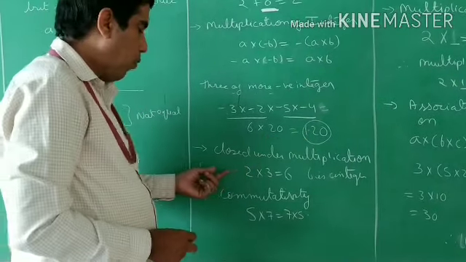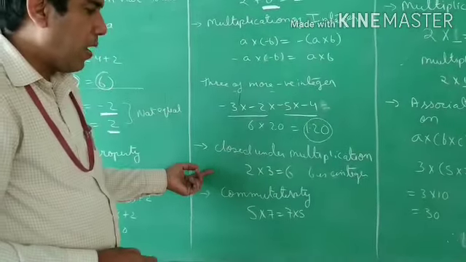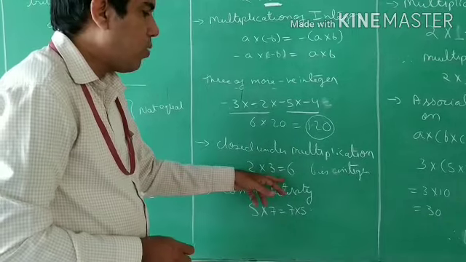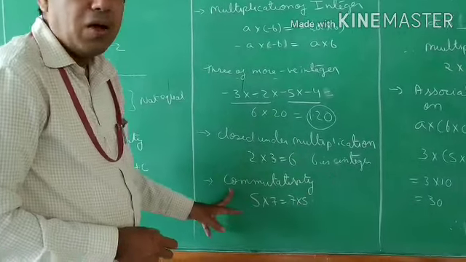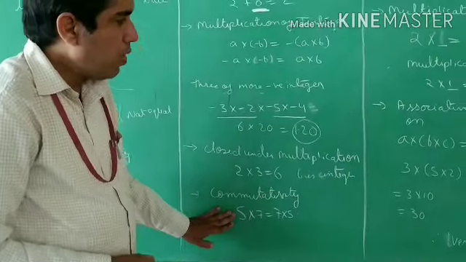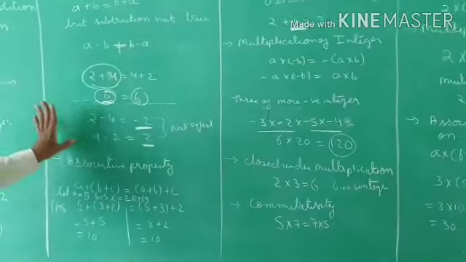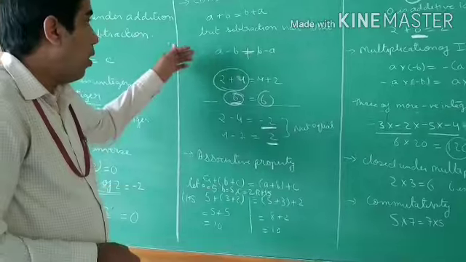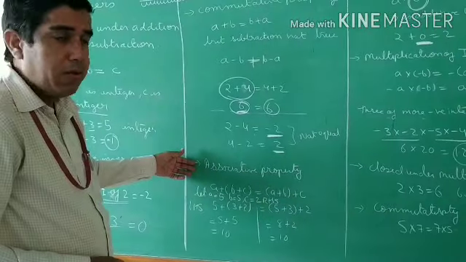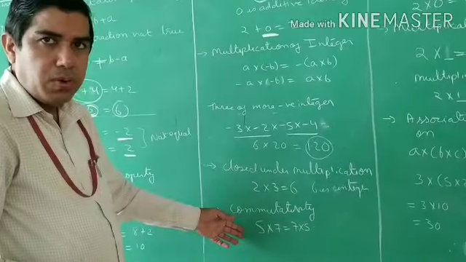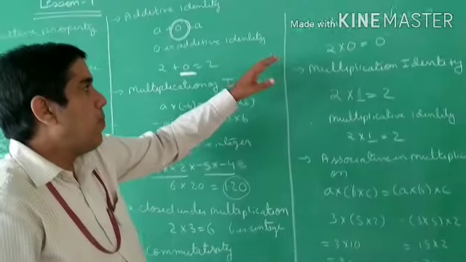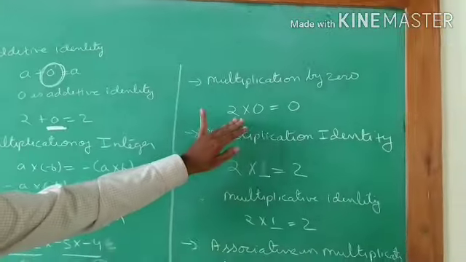Now closure under multiplication. So 2 into 3 is equal to 6. 6 is also an integer, so it is closed under multiplication. Commutative: the properties which I discussed with reference to addition of integers, I am going to discuss the same with multiplication. So commutative, you can see it is true here. Multiplication by 0: 2 into 0 is 0.